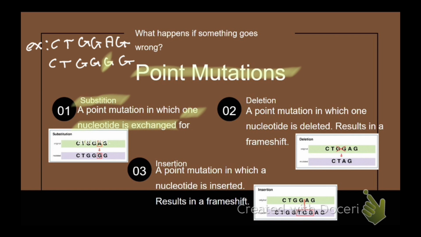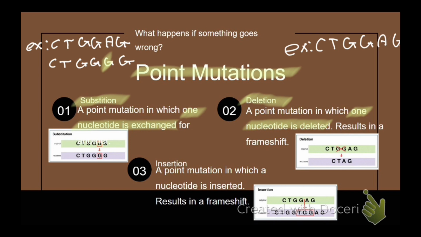Okay. Deletion. Next one, let's do deletion. The next one is a deletion. This is another type of point mutation where one nucleotide is deleted. Common sense, right? If it's a deletion, we know something's going to be deleted. Here's an example. Being deleted. Okay. Here's an example of a deletion. I have the original strand being C, T, G, G, A, G. That's a 6. I apologize.